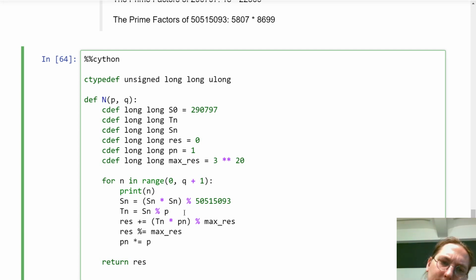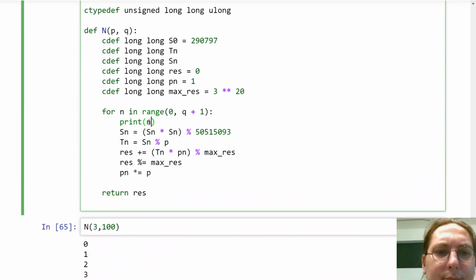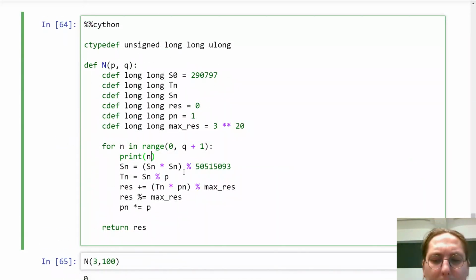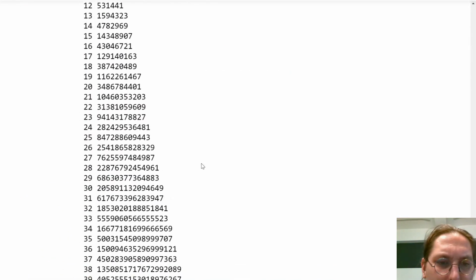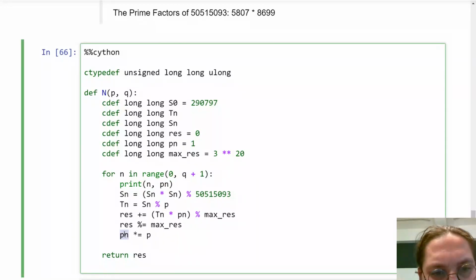Which line is going wrong? 39. No, I mean which line in the loop? Right. Pn times p. It's like doing factorial of P, 39 factorial. Because we are doing the print, yeah, that one is going out. That one is, and you can mod that too, of course. Pn times p, and max res. Yeah.